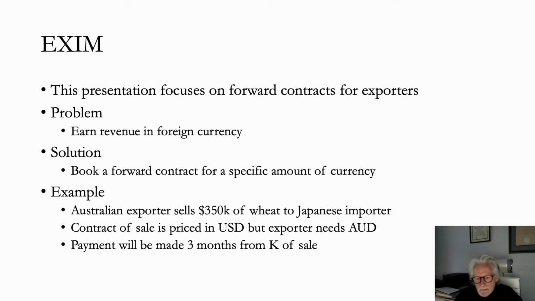Now, what specific amount of the currency? Well, generally it's the spot rate at the time the contract of sale is entered into, and the price is set in the foreign currency. So for my example, I've taken an Australian exporter going to sell wheat in the amount of 350,000 US dollars to a Japanese importer. That Japanese importer will make payment when the wheat is received 3 months out. Let's assume the wheat is transported on a container vessel.